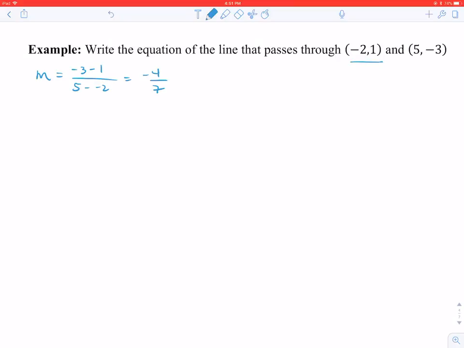And then if I use this first point, I would do y minus 1 equals -4/7 times the quantity x plus 2. Or if I wanted to use the second point, I could do y plus 3 equals -4/7 times x minus 5. So both equations represent the line that passes through those 2 points. If I'm asking you a question like this on homework or a homework quiz or something, you just need to give me one equation. I do not need both.